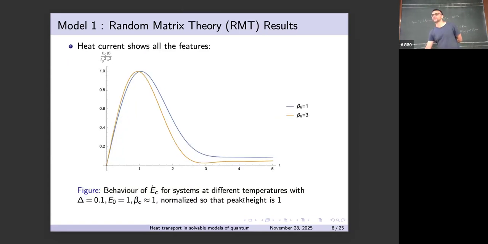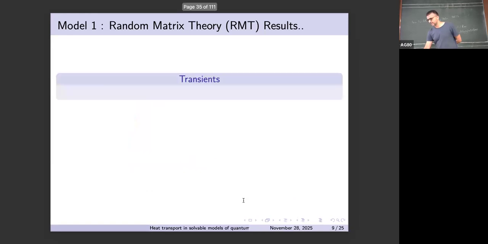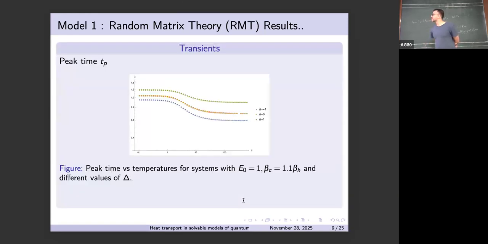Rajdeep, you're asking something, sorry. No. Okay, so again, let me quickly recap the questions that we're interested in. What are the transients? What's the approach to NESS? What's the thermal conductivity? For the transients, we see very little dependence. For example, the time where the energy current peaks has very mild dependence on delta and temperature differences. It had mild dependence on the average temperature; this beta is the average temperature. And for delta, there's no strong dependence.